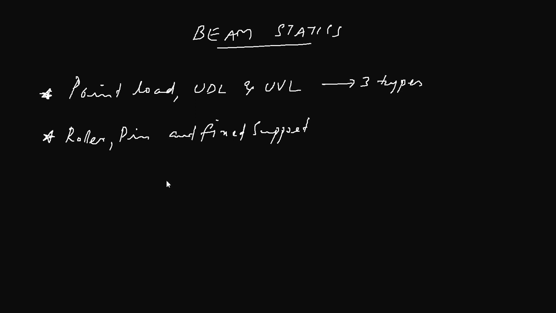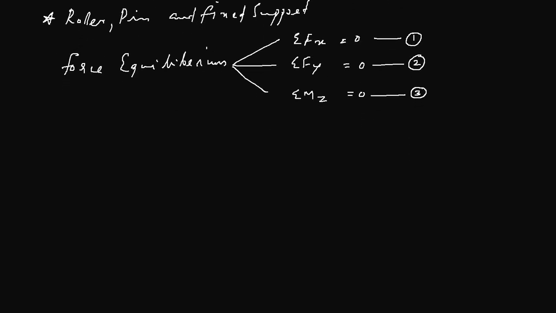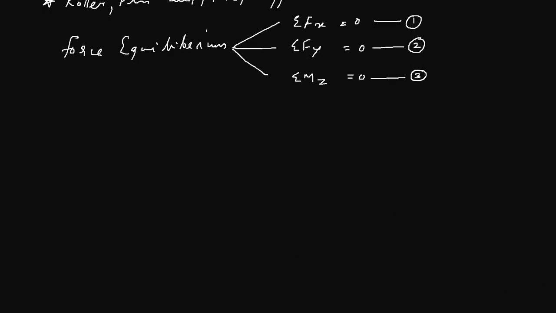Now, we have discussed in previous videos that for force equilibrium, you need to satisfy three equations. Basically, they are summation of forces in x direction equal to 0, summation of forces in y direction equal to 0, and summation of moments in z direction equal to 0. These are the three equations we use when we analyze beam bending, or calculate the shear and bending moment diagrams. Now let's see how we can apply these equations in beam statics. Let's start with a simple beam, as shown here.